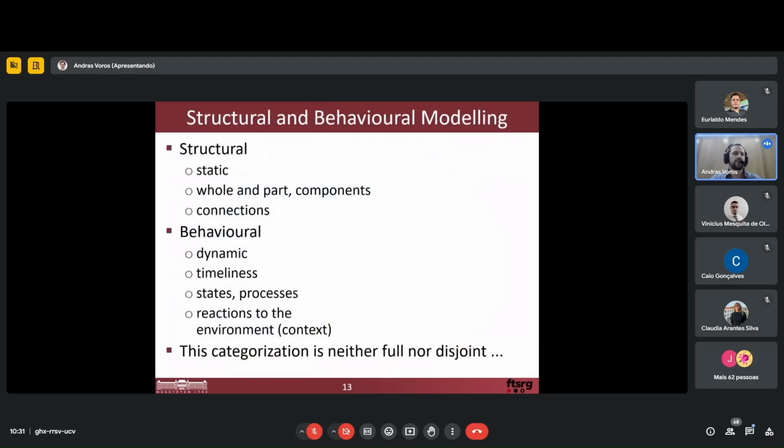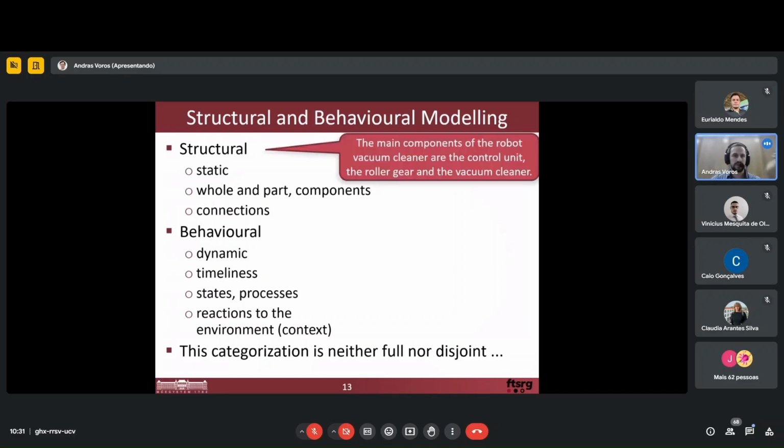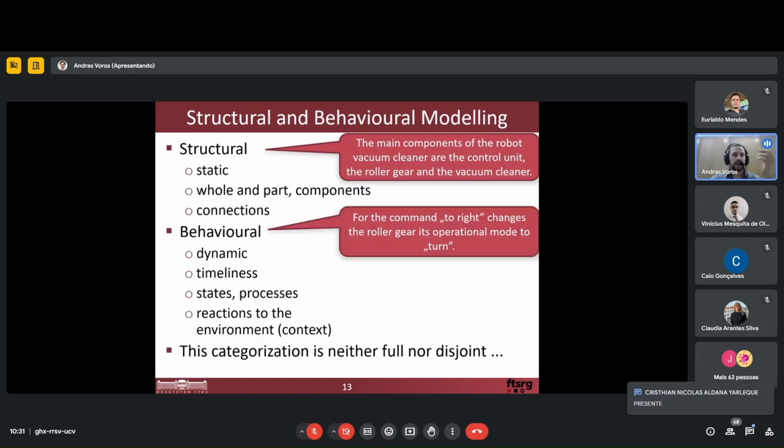And what is an important thing is that there is a difference between structural and behavioral modeling. So structural models are static. We have a whole and parts and components and connections. For example, the main components of the robot vacuum cleaner actually are the control unit and the roller gear and the vacuum cleaner, as I mentioned before.